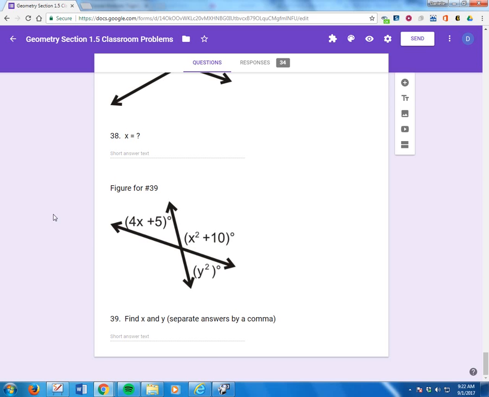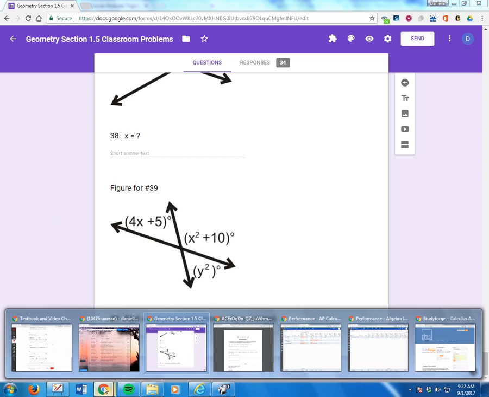Okay? Could you try to unlock the section at 1.3, please?